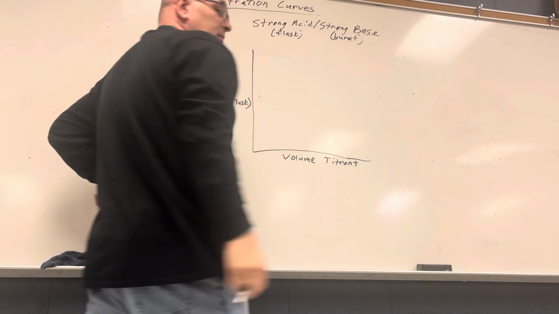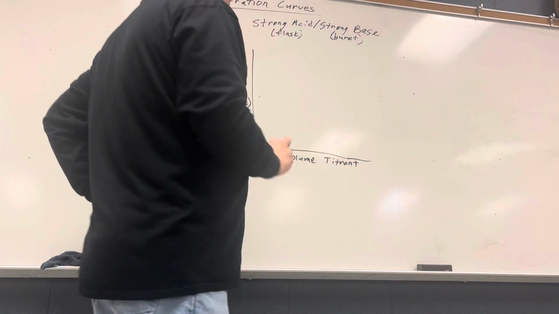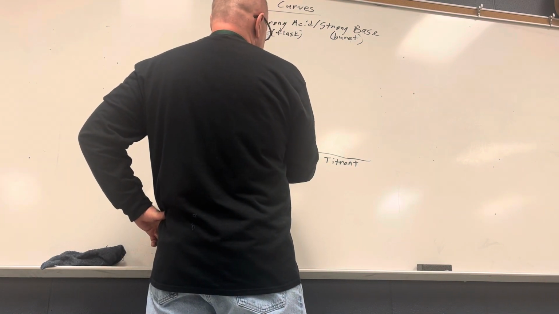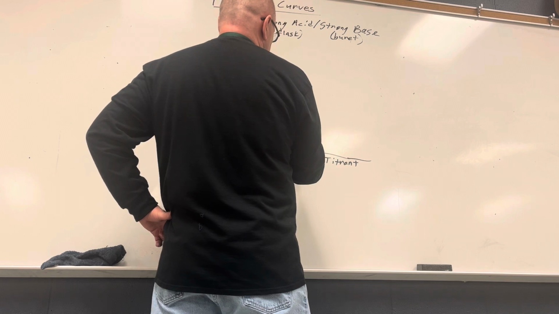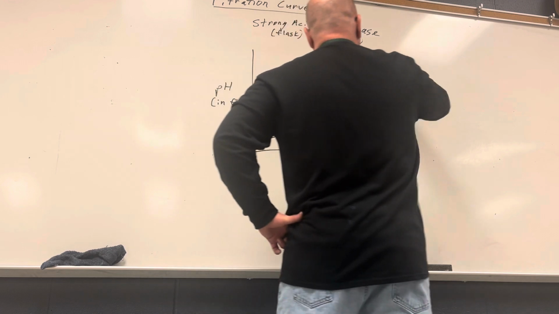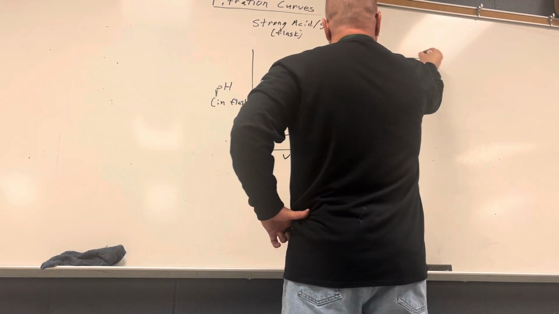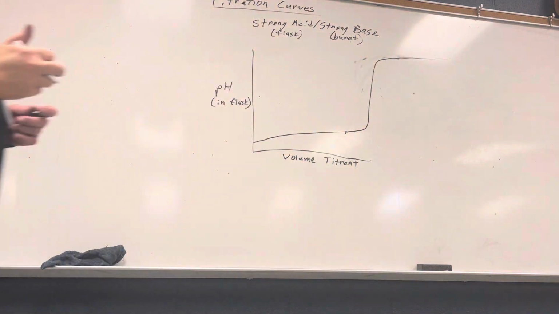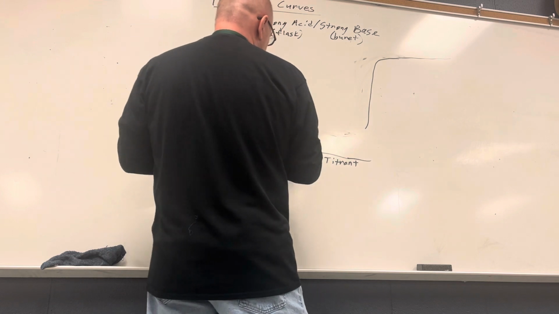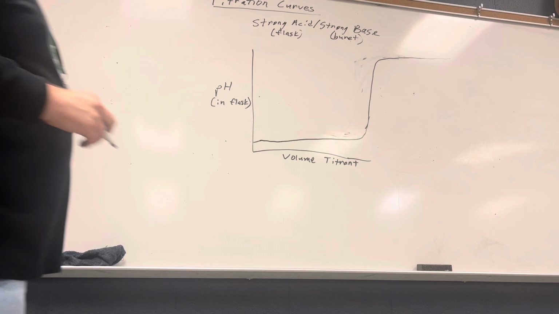That being said, is the pH going to start high or low if it's a strong acid in the flask? It's going to start low. And in this type of curve, the pH doesn't change very fast as we add strong base, so it's going to be pretty flat. I didn't draw that very well. It kind of looks something like that, and I probably didn't make it flat enough. Let's make it a little flatter. All right, there, I'm happier with that.